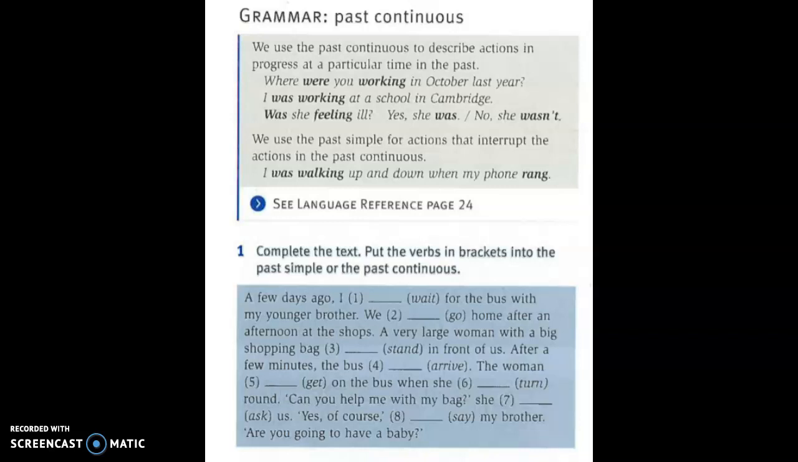Pronunciation wise, you could deal with the weak forms like I was working, not I was working, where were you working, where were you working. The weak forms rather of was and were, so drilling some of that would be really useful for the students.